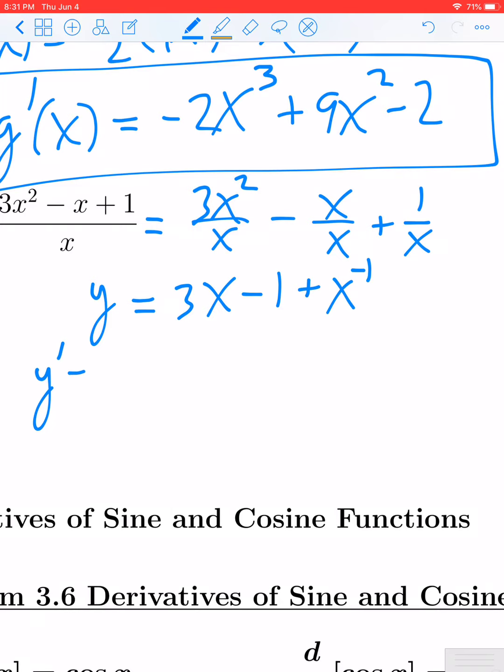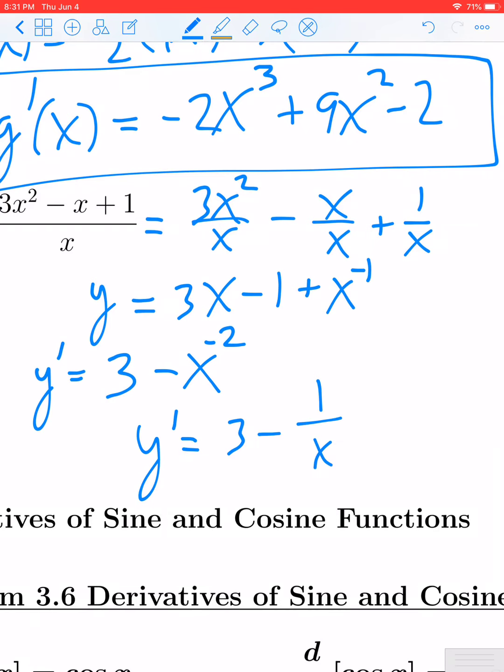We are now going to take our derivative. The derivative of 3x is going to be just 3. The derivative of the constant 1 would be 0. And then the derivative of x to the negative first is going to be negative x to the negative second. So we have 3 minus 1 over x squared. That would be our derivative for this function.